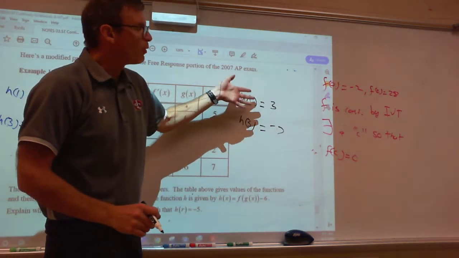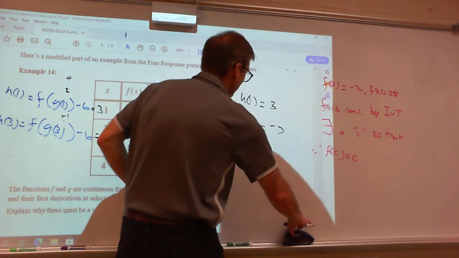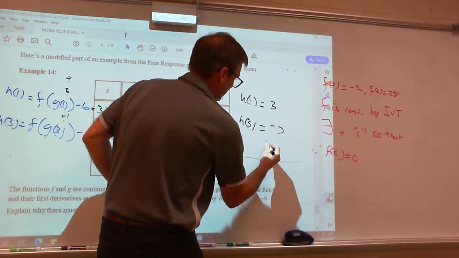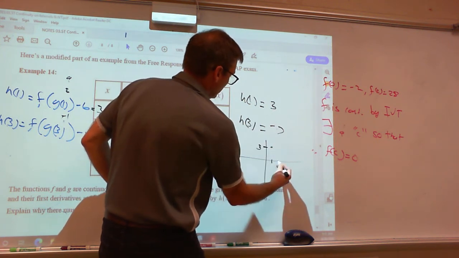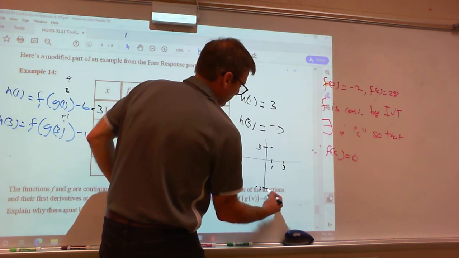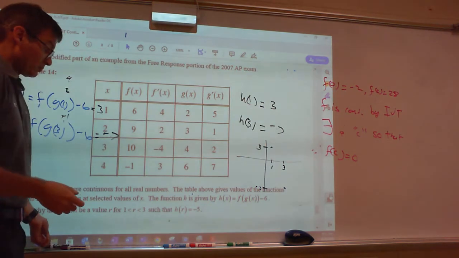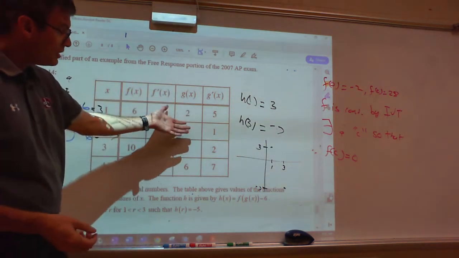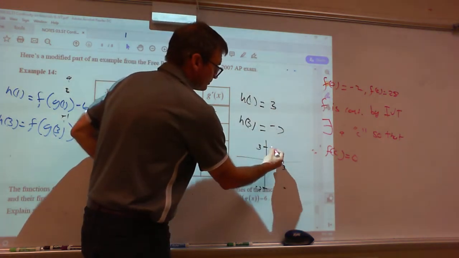Imagine you were trying to graph h. At 1, I'm at 3, and at 3, I'm down at -7. And since f and g are continuous, if I combine them, they're continuous. I've got to connect the dots.